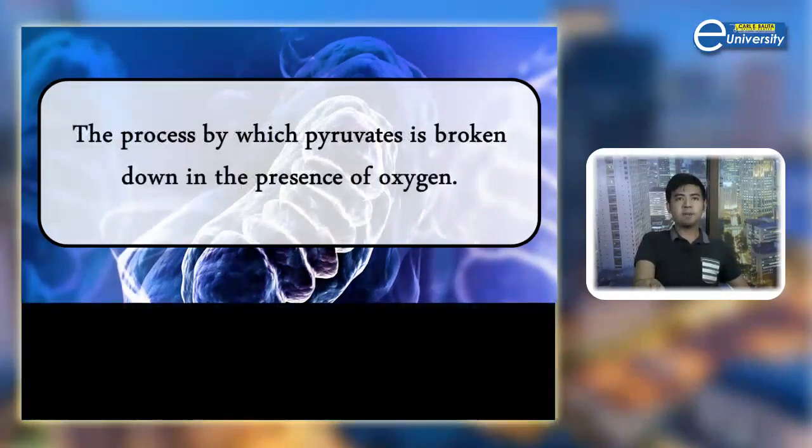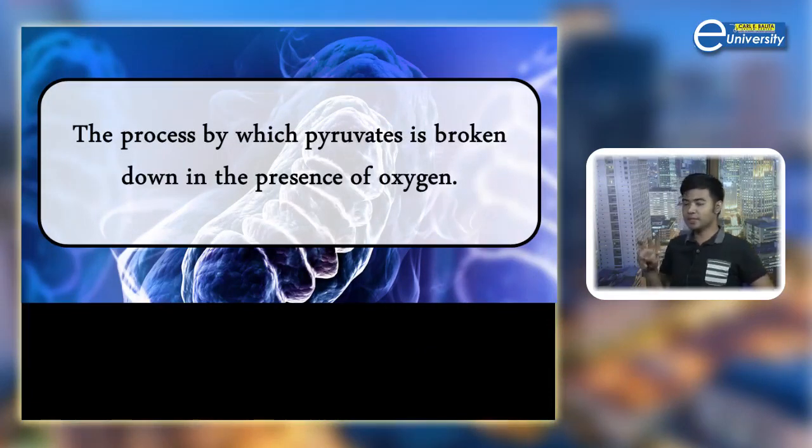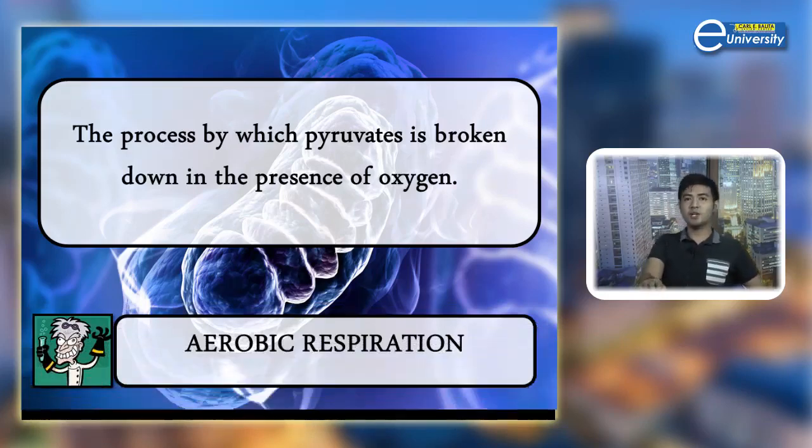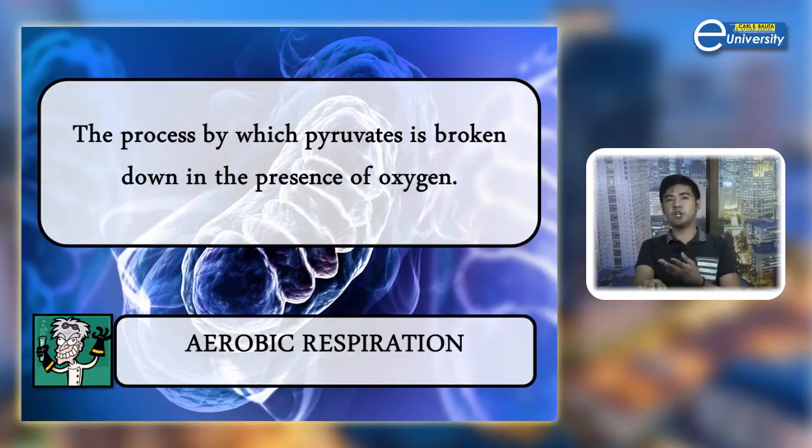How about this one? It is the process by which pyruvate is broken down in the presence of oxygen. Take note, in the presence of oxygen. What is that process? Correct. That process is called aerobic respiration. Very good. Due to the presence of oxygen. While anaerobic respiration is when there is no oxygen in the cell.